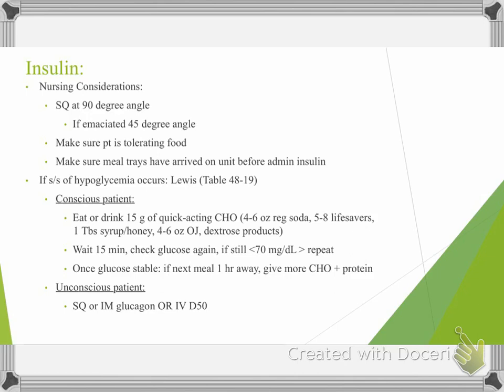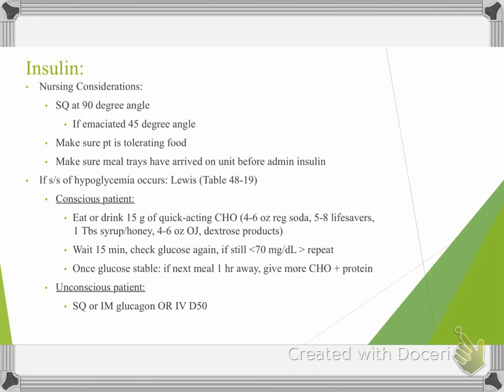If signs and symptoms of hypoglycemia occur and it's a conscious patient, we're going to have them eat or drink 15 grams of quick-acting carbohydrate, which would be about 4 to 6 ounces of regular soda, 5 to 8 Lifesavers, 1 tablespoon of syrup or honey, or 4 to 6 ounces of orange juice or dextrose products. They should have these on hand at all times in case their blood sugar gets low.